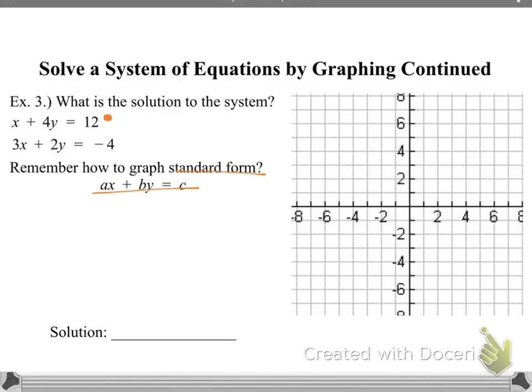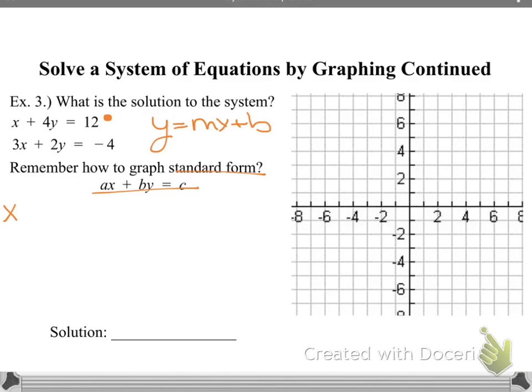So my first step, what I want to do is get it to a place where I can graph. But I know if I find the x and y intercepts, the first one, my x-intercept is going to be 12, and that's off the graph. I don't really want to do that, so I'm going to try and switch it to y equals mx plus b. So what that means is I'm just going to solve for y.